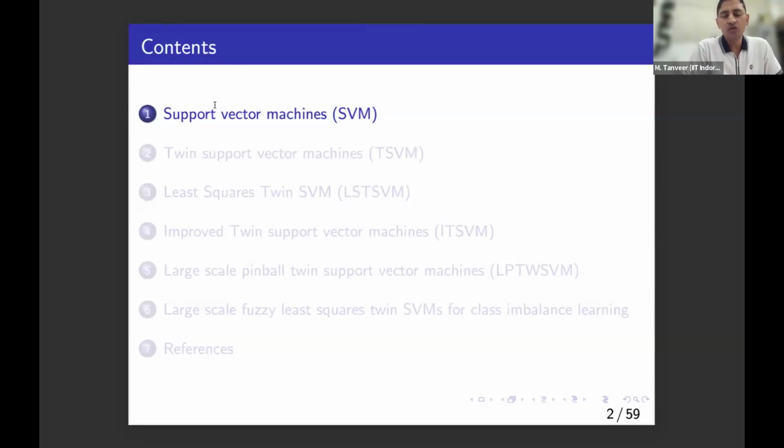I'll start with the standard SVM and then what is twin SVM and the variants of SVM. My focus essentially in this talk is to discuss theoretically the development of the algorithm for the large scale data. So I'll start with the basics and slowly I'll move to the advanced versions of these algorithms. So let me first start with the concept of support vector machines.